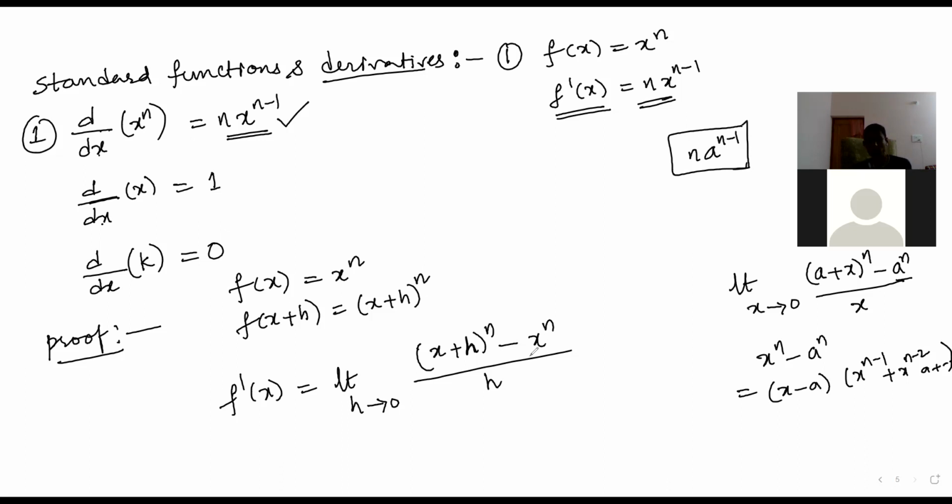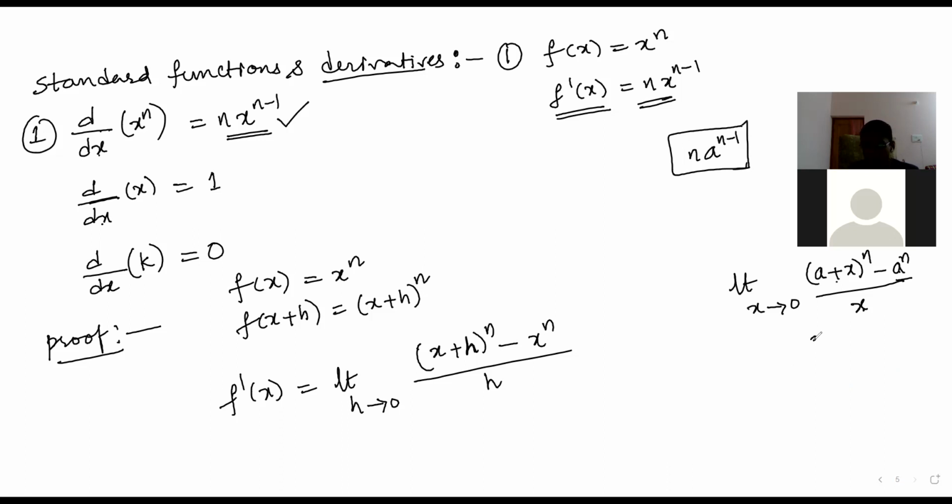Otherwise, another thing: n into x to the power of n minus 1. What is this formula, as x is tending to 0? This is x to the power of n minus a to the power of n, by x minus a. So what can we do here? Just a minute.